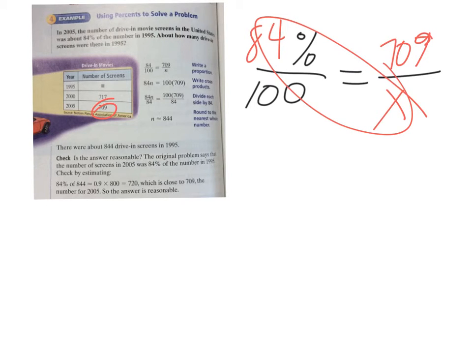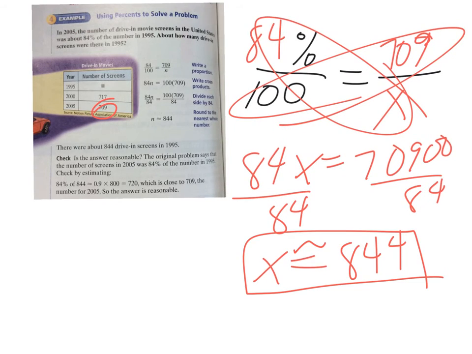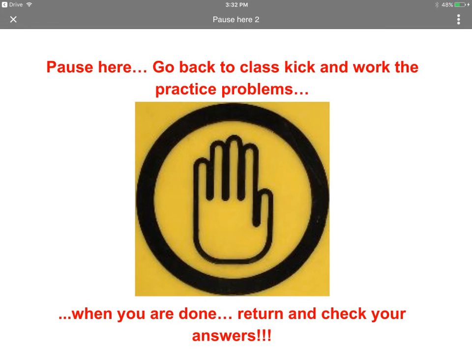So the cross product fun here, 84x equals 70900, multiplied by 100 here. Divide off that 84, and x is about 844. It's like 844.04, but you can't have a fraction of a drive-in theater, so there you go. Pause here, go work one in class kick, and come back. Similar to the last problem, but again, always start like this. 100, the percent goes here.